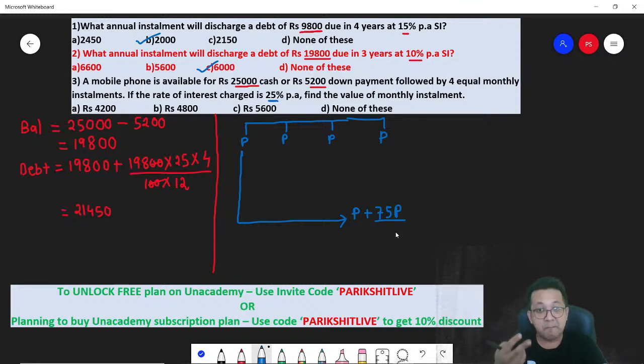Why? This is month, right? So 25% is per annum. So 25 into 3 is 75%, but divided by 12. Why? Because it is a monthly installment. So 1200.